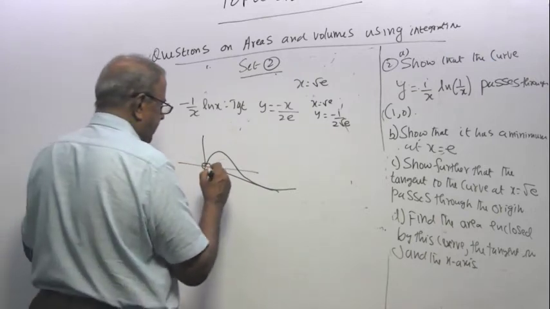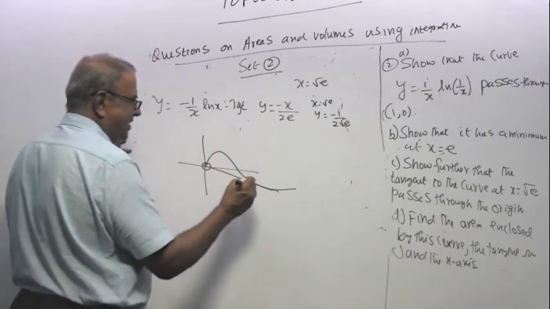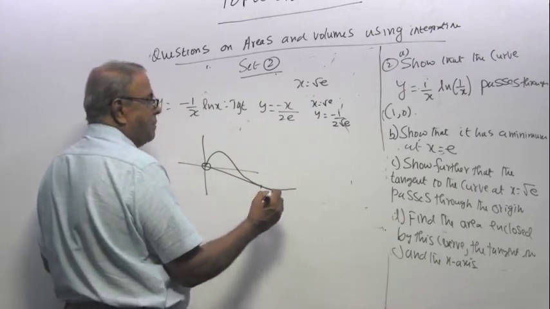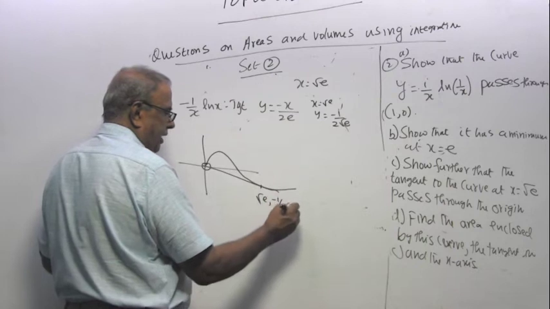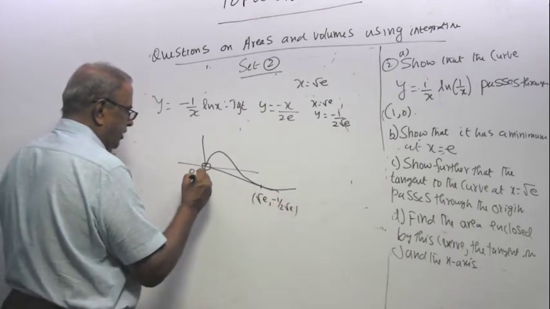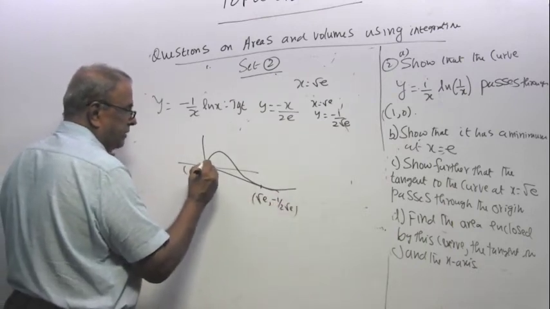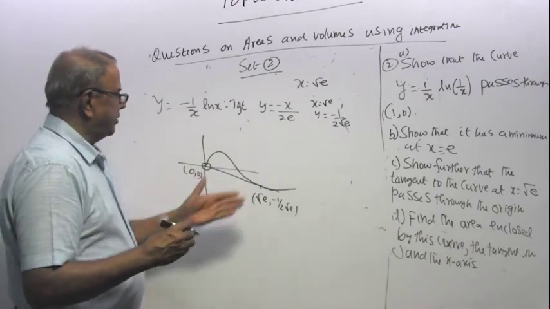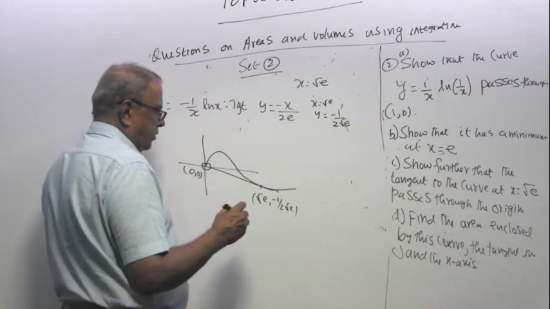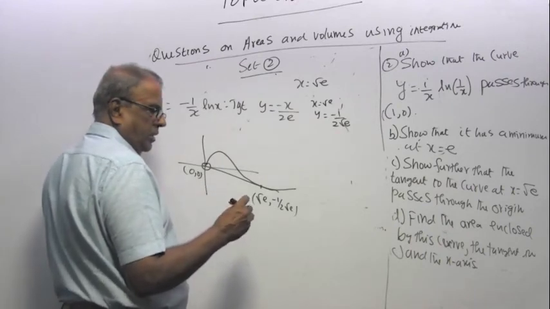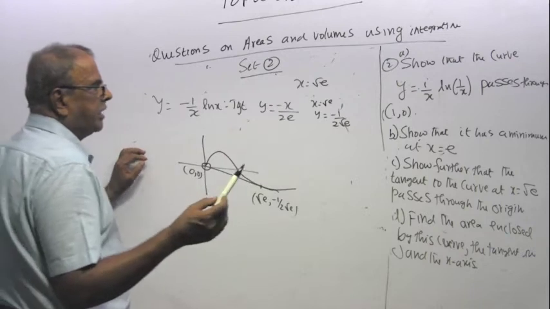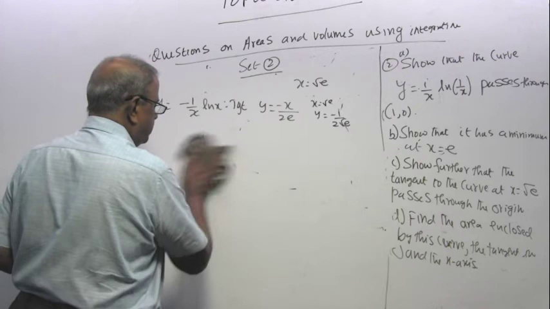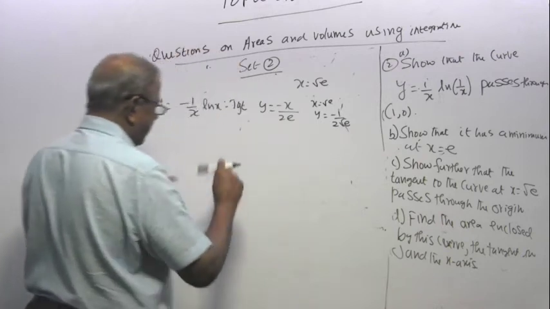Now you have to find the area enclosed. This is the point root e, and then minus 1 over 2 root e. This is the point 0, 0. Look, I put a circle there because at x equal to 0, it's not defined. I should have done dy by dx equal to 0 to find the stationary point, a minimum point at x equal to e. So, it comes there later.